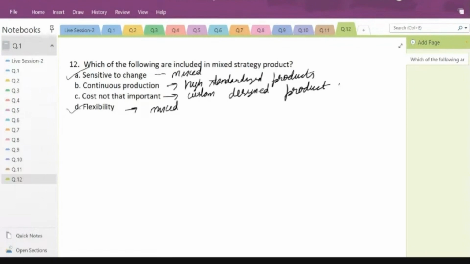And yes, obviously, the cost and quality requirements are moderate. Cost is not a very high criterion, like in the case of highly standardized products, and the quality is not as high as in the case of custom design products. So this is the difference. In custom design products, the quality is very high, but here our quality requirement is not that high. But in standardized products, the cost should be at a very minimal level. The competition is very high.